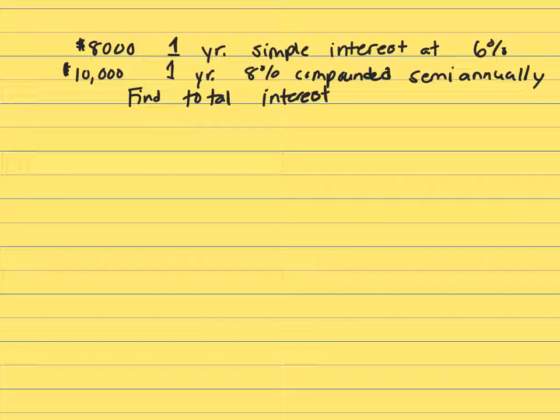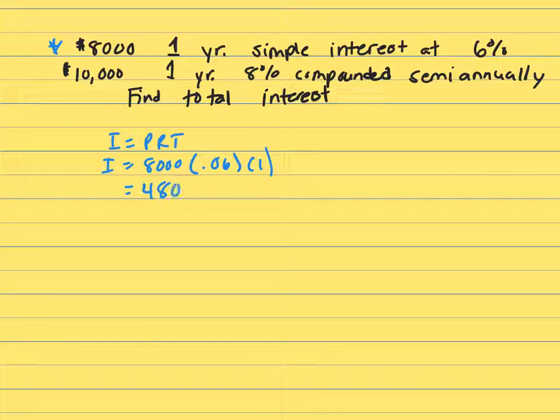This video will be more than 2 minutes because I want to show you all the formulas. So for this first one, simple interest, I would do I equals PRT. So interest equals principal, which is 8,000, times your rate, which is 6%, and your time is 1. So that's going to be $480.